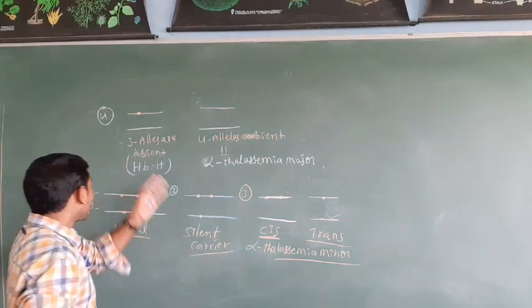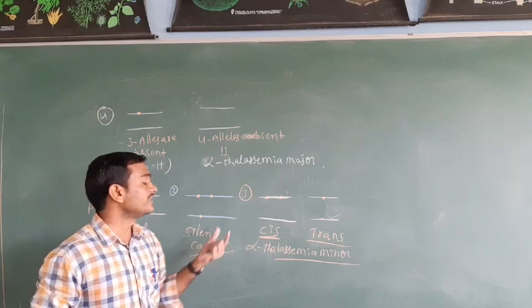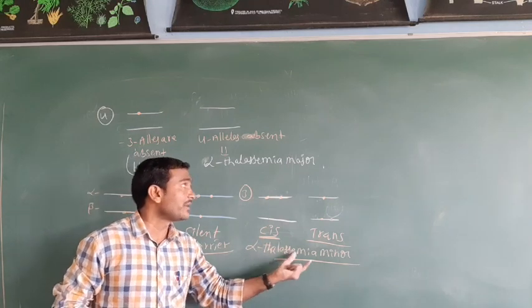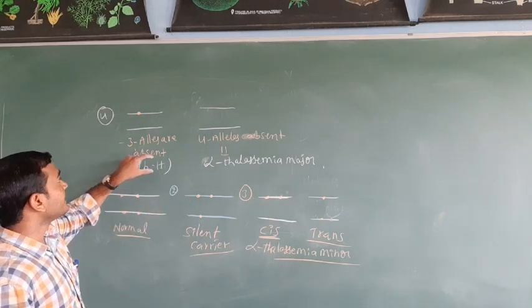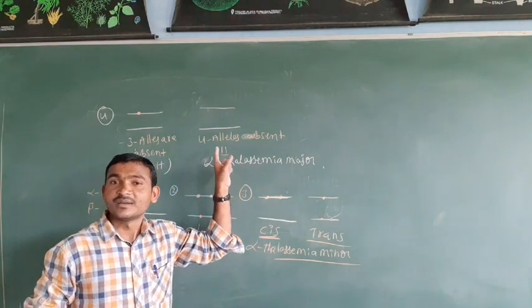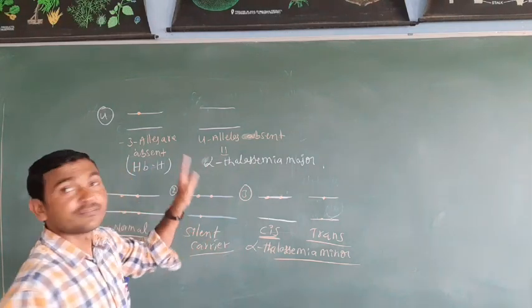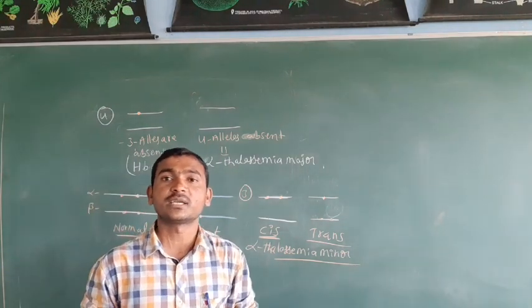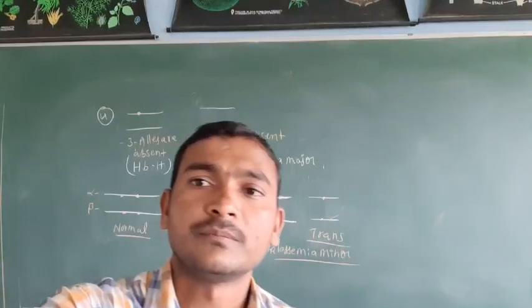This is about alpha thalassemia: the normal, the silent carrier, the cis and trans types of thalassemia minor, the hemoglobin H type, and alpha thalassemia major. Now we are going to discuss beta thalassemia.